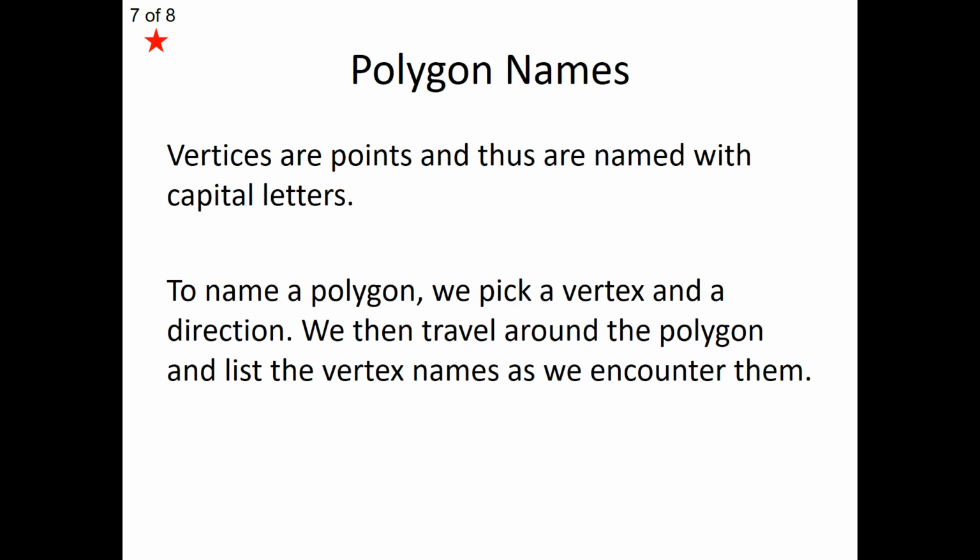To name a polygon is very simple. Since we have vertices, which are these points of intersection, and we know how to name points with capital letters, let's use the vertices to help name the polygon. So how we do this is we pick a vertex to start with. Any one of the vertices of the polygon given, we just pick one and stick with that vertex. Then we pick a direction. That direction is either clockwise or counterclockwise around the polygon. And every time we interact with a new vertex, we add the name of that vertex to the name of our polygon. Let's take a look at an example.